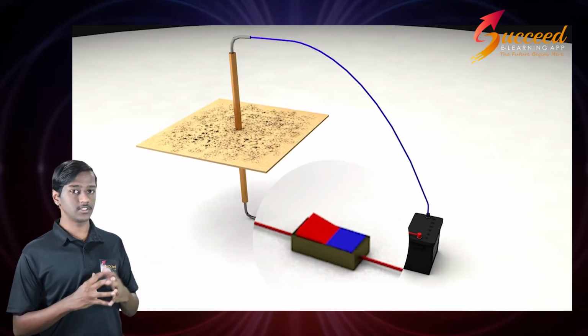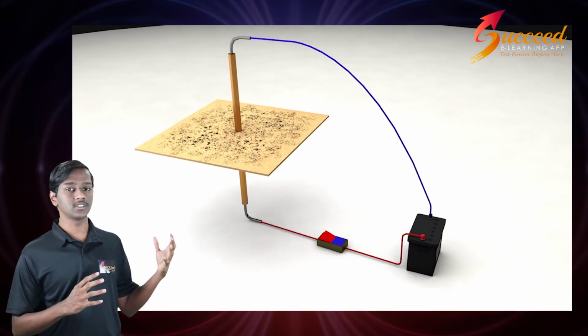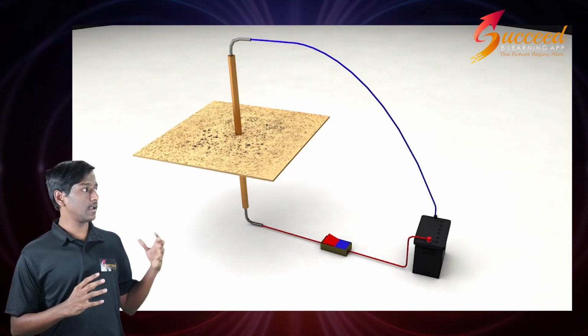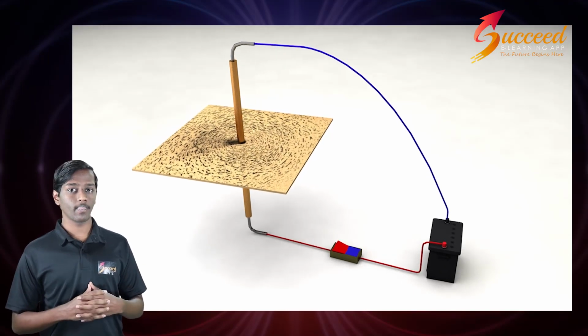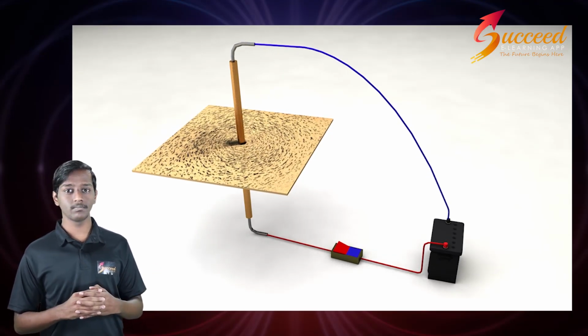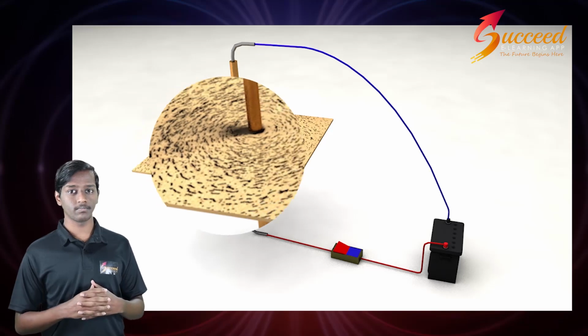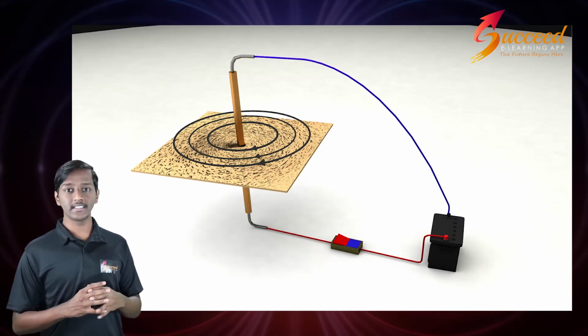When the battery is switched on, the current flows and the iron filings arrange themselves as a pattern. And this time the pattern is concentric circles with the wire as the center. Thus we can conclude the field lines are concentric circles around a straight current carrying conductor.